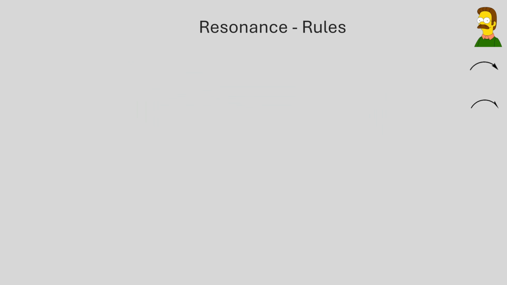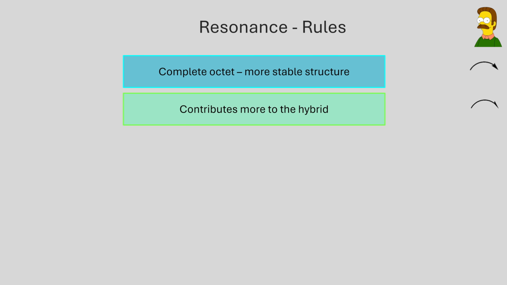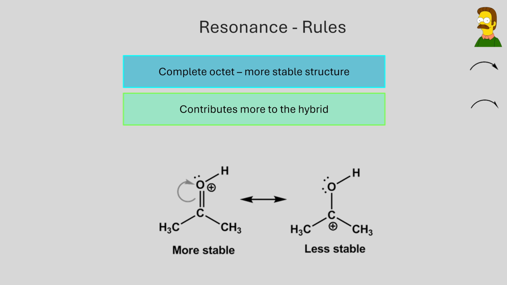Resonance seems complicated, but it's a lot of fun. Yeah, you need a little bit of practice. That's the main thing. If you've got a complete octet, by the way, the structure is extremely stable, and that contributes more to the hybrid. So if I look at these two structures that I just showed you, this is more stable, this is less stable. Why? Because if I draw a circle around oxygen, you can see that there are 8 electrons here. If I draw a similar thing around carbon, I see 8 electrons. Get confident of that.